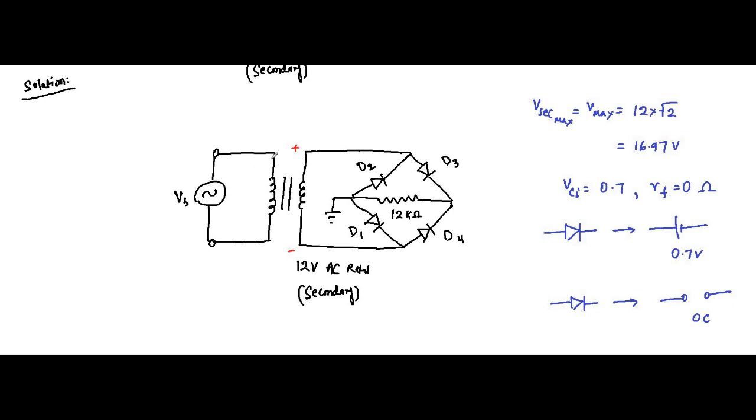Let us consider only the positive half cycle. During the positive half cycle, this is plus, this is minus. Plus is connected to the P end of D3, minus is connected to the N end of D3, so D3 will conduct. So we will replace it with a cut-in voltage of 0.7 volt, like this.